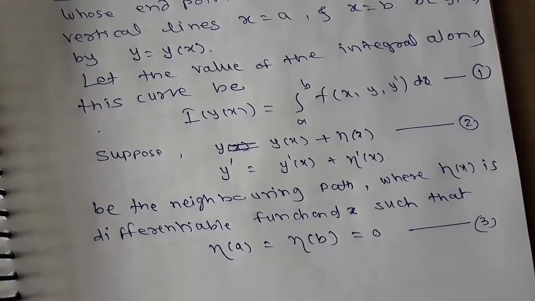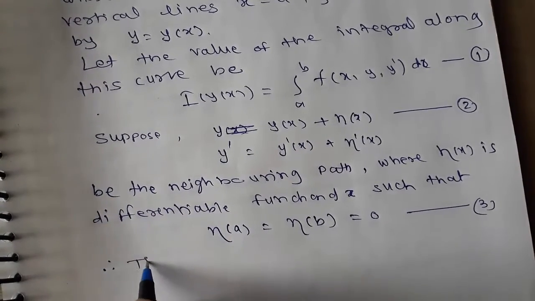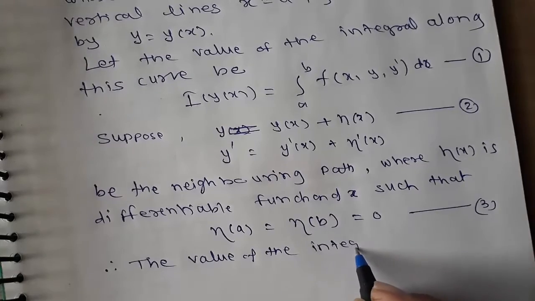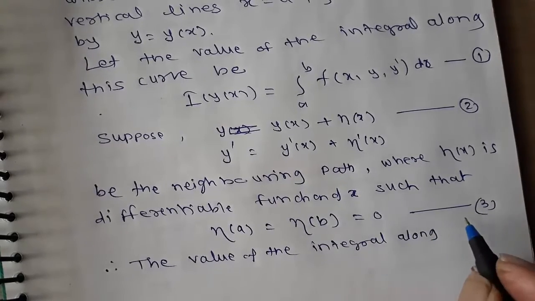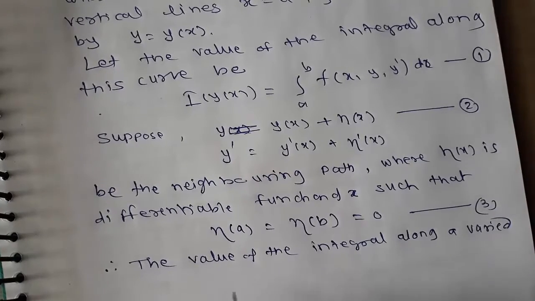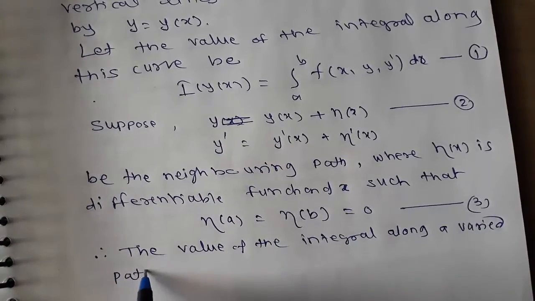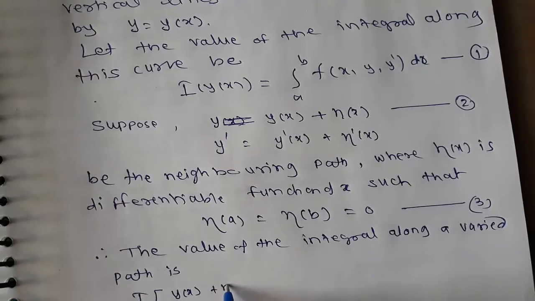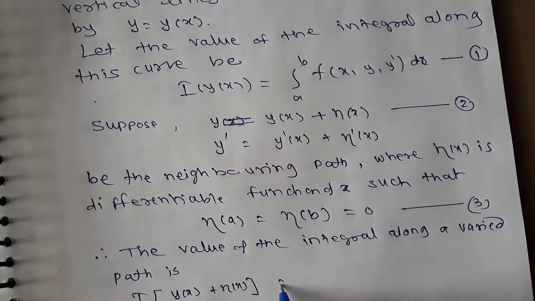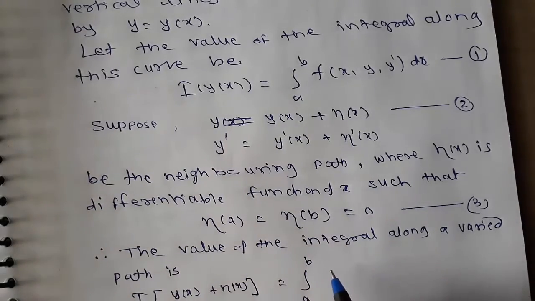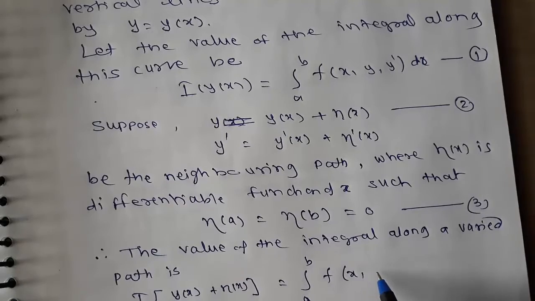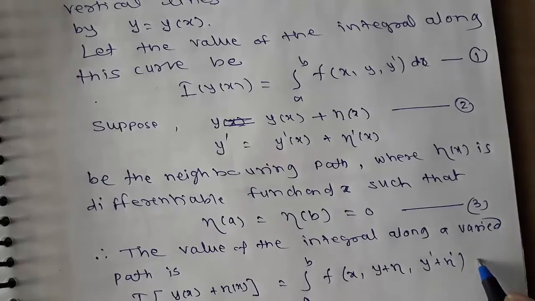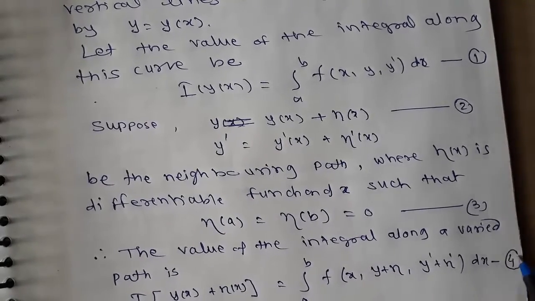Therefore, the value of the integral along the varied path is I of y of x plus eta of x equal to integral a to b f of x, y plus eta, y dash plus eta dash dx. And this is equation 4.